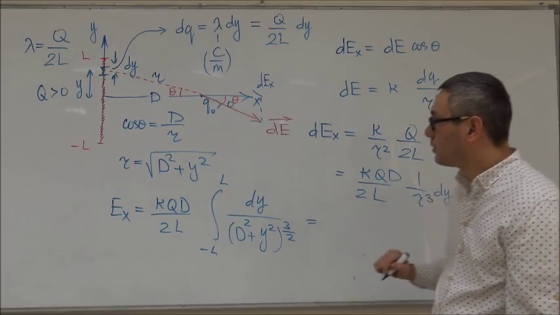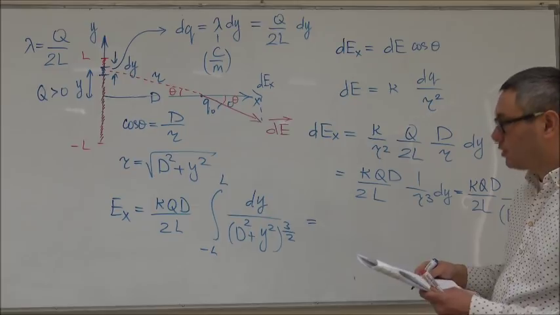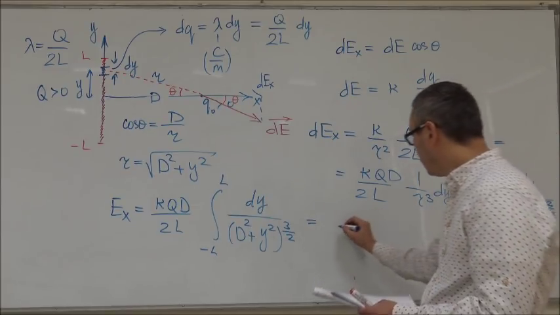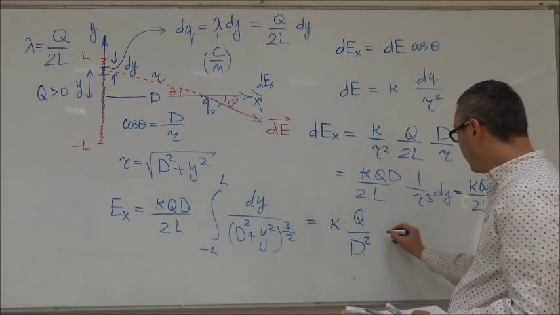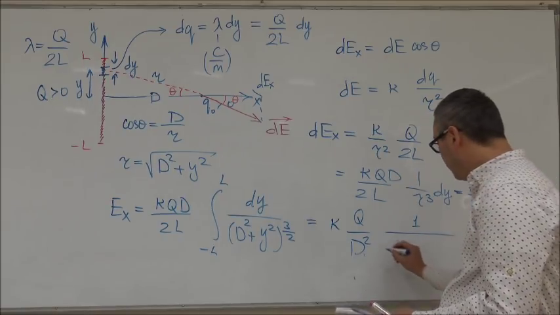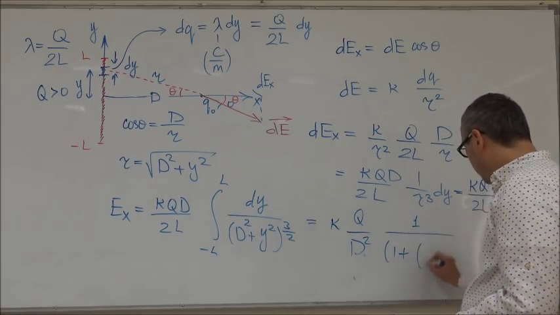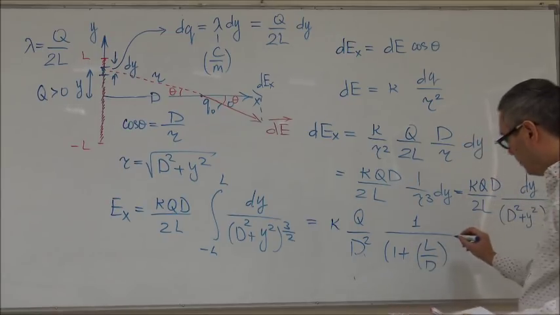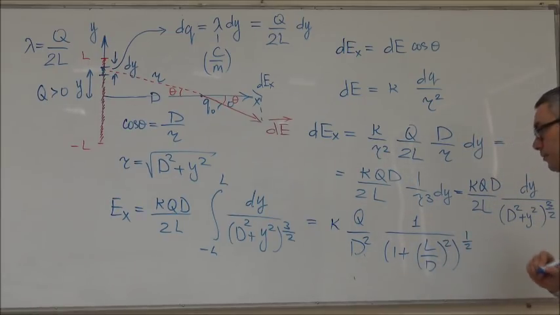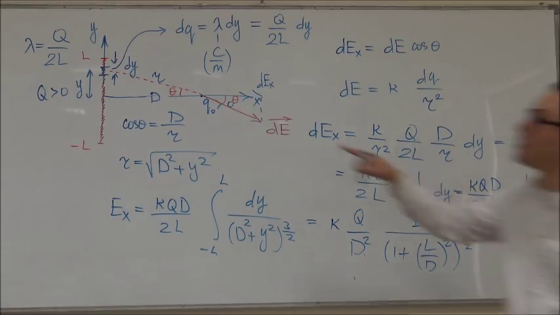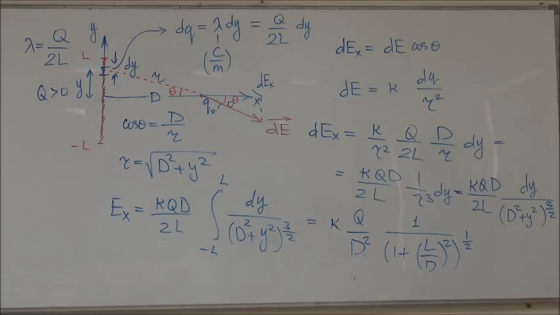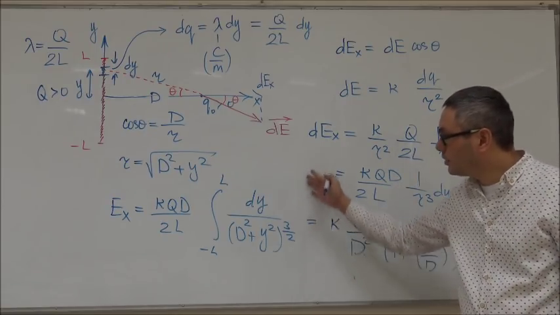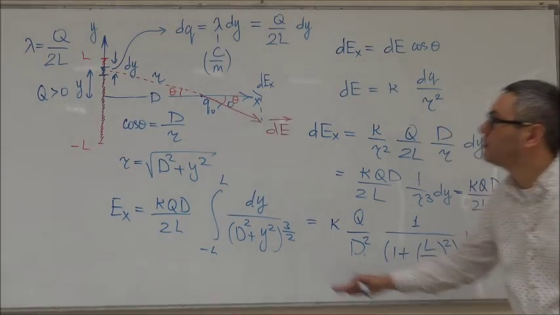So when you look it up and when you substitute everything in, the final answer that you should get is equal to this. So you get kQ over d squared, 1 over the square root of 1 plus L over d squared. So that's the expression for the electric field at this position, and the electric field is pointing along the x direction, in the positive x direction. Again, as I said, you're not expected to be able to take these integrals. You can just look them up in the table.